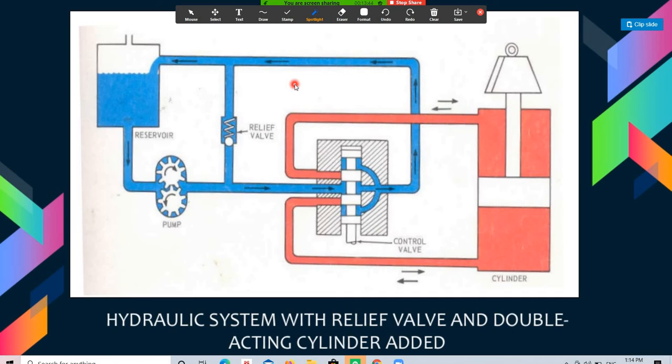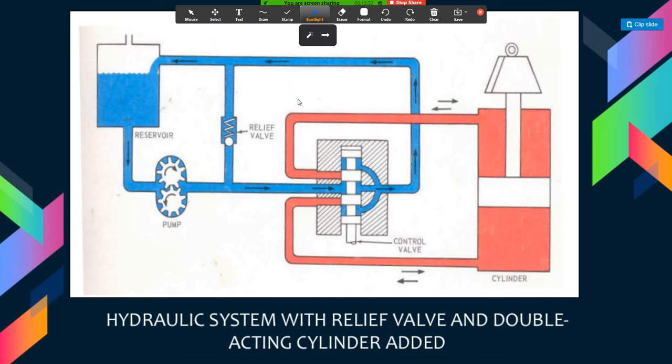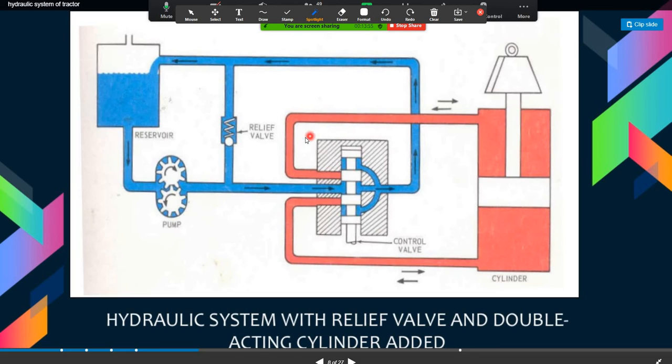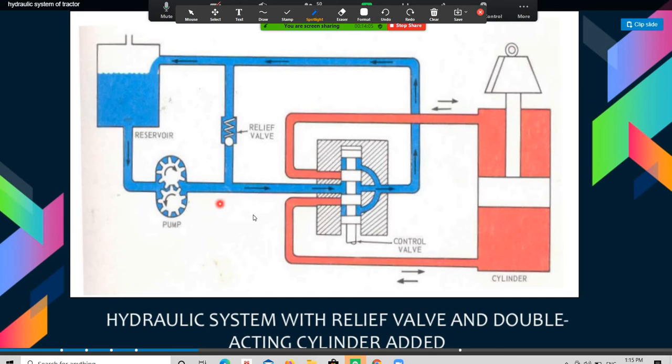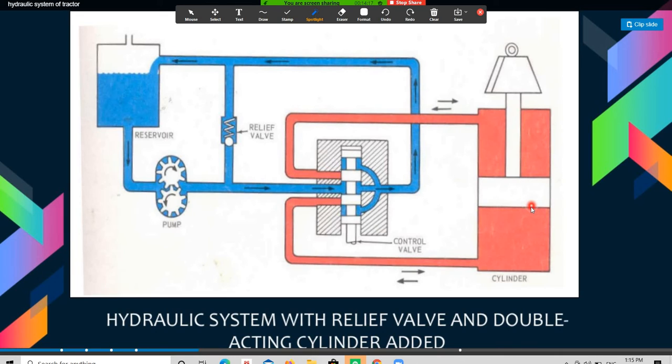So what actually happens in the working of the hydraulic system? You can see in the figure that the system contains basic components like reservoir, pump, relief valve and control valve. This is the control valve and the cylinder, and a filter or strainer is used for that.